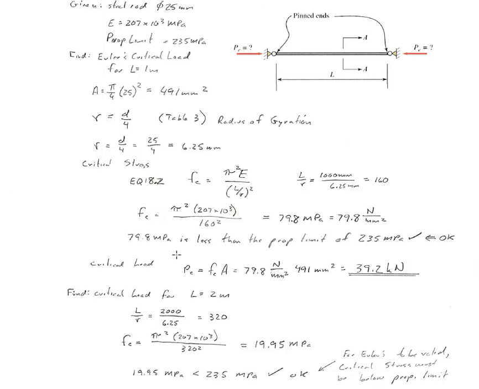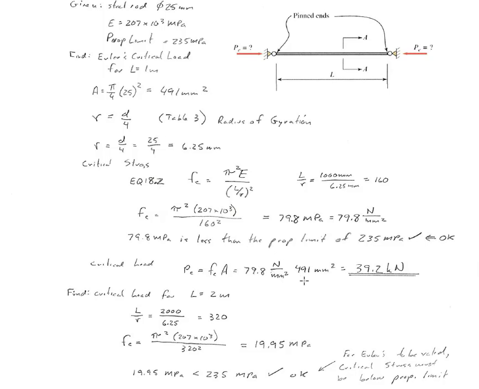The first check, 79.8 is less than the proportional limit of 235, so therefore this is okay. So what we're saying here is for Euler's equation to be valid, your stress has to be less than the proportional limit. Okay, so therefore, to find the critical load, we're going to take our critical stress and just multiply it by the area of the column in this case. And what I get is 39.2 kilonewtons.